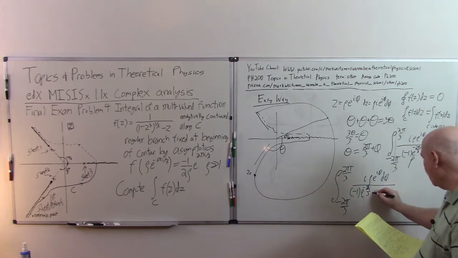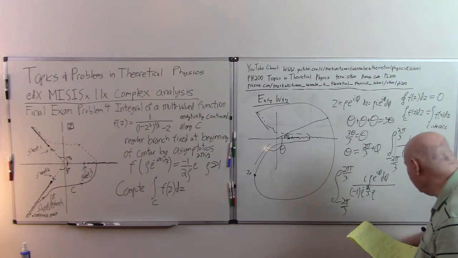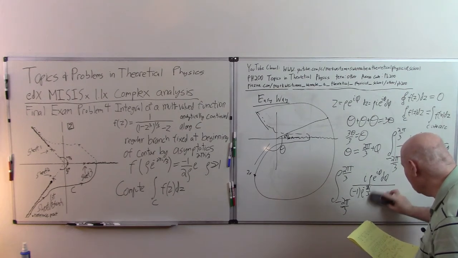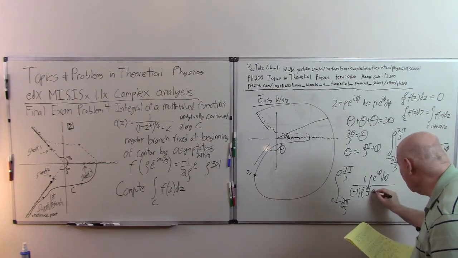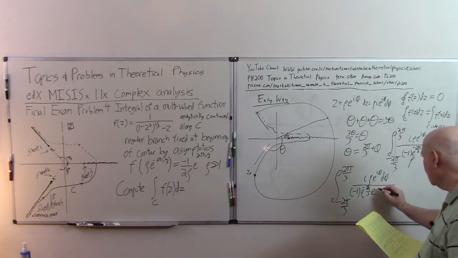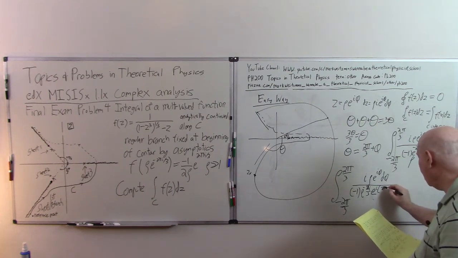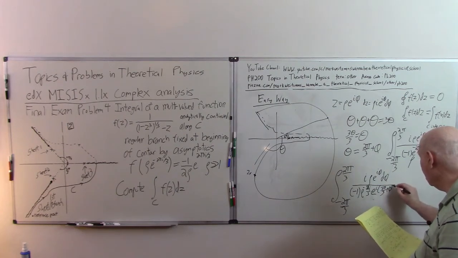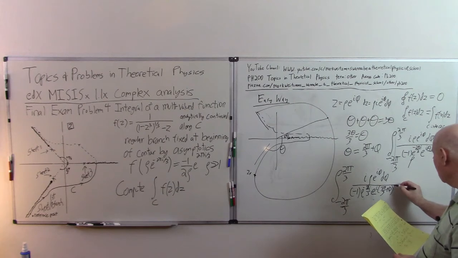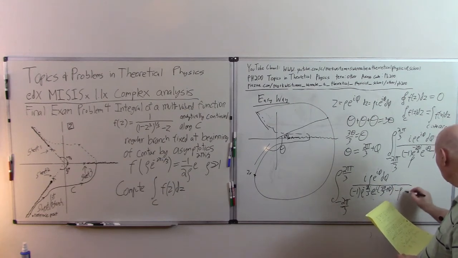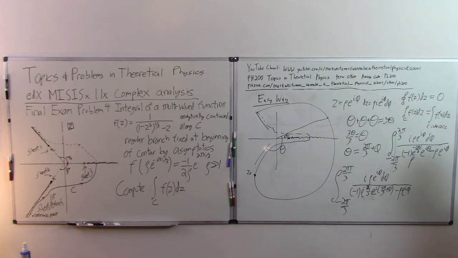Then I have e to the i theta. I'm substituting theta is 2 pi over 3 plus phi. Now I have minus rho e to the i phi. Now, first thing you see is that this phase cancels with this phase. That's good.